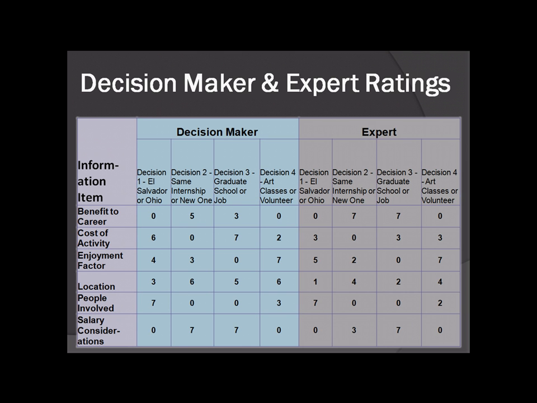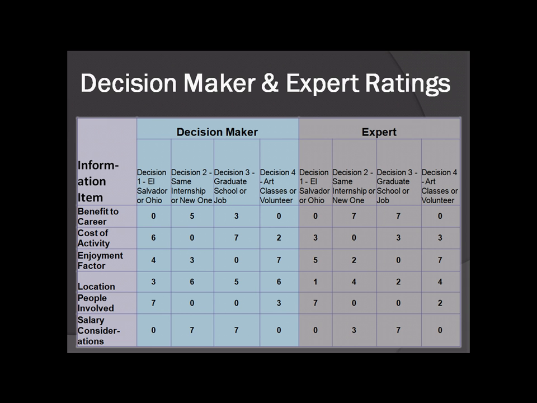This chart here is the culmination of many of the steps described in the previous slide. The decision maker was questioned on the different information needs she needs to make her decisions. There are many common themes across each decision regarding her information, and these were placed into categories. The categories that emerged are listed on the left as information items, as you can see. These information items are benefit to future career aspirations, the cost of the activity, the level of enjoyment, the location, the people involved, and salary considerations.